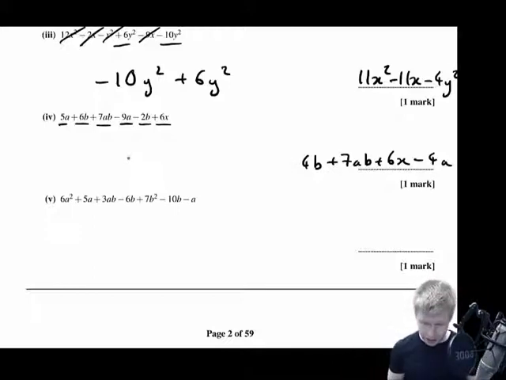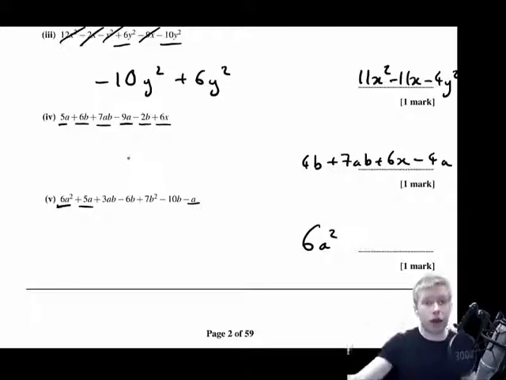So finally then, 6a squared plus 5a plus 3ab minus 6b plus 7b squared minus 10b minus a. Right, let's break this down. Are there any other terms with an a squared in? No, there's not. So we'll just write 6a squared. That's my first term. Now let's have a look at my a terms. So I've got 5a there. Have I got any other terms with an a in? Yes, I have. The one at the end. There's another a term. Remember, the 3ab is no good to me because it's got a b in as well.